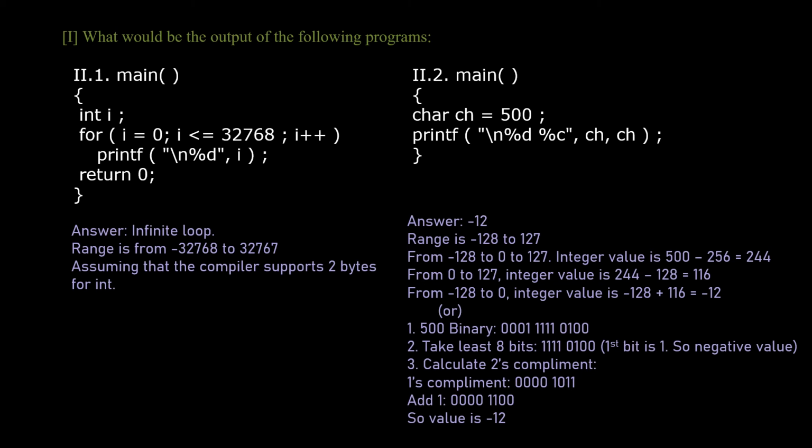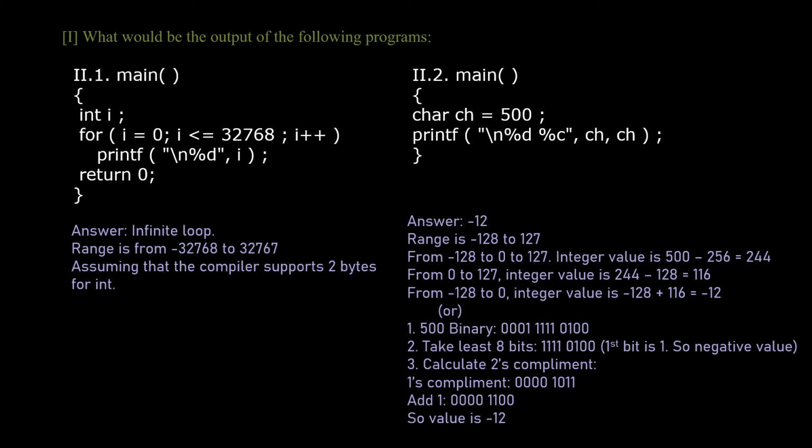There are two ways to calculate what will be the %d output. The range is -128 to 127, so here we have 256 numbers. First do 500 minus 256, which is 244, and again the number starts from 0 to 127, so which is again 128. So again subtract 244 minus 128 and the output is 116.